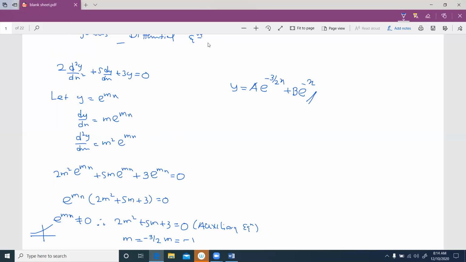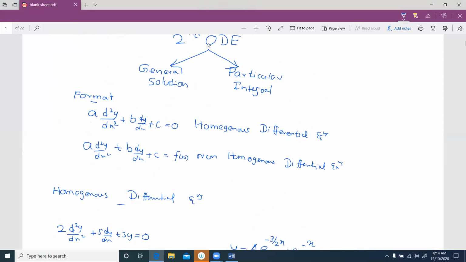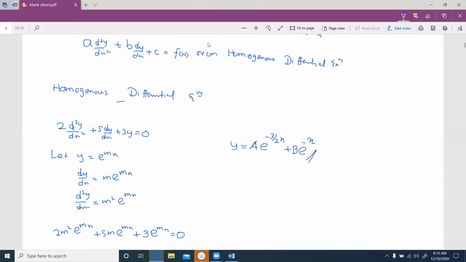So that is the general solution of this differential equation, since it is a homogeneous equation. Later on we will come to the particular integral. For a homogeneous equation, you get only a general solution.